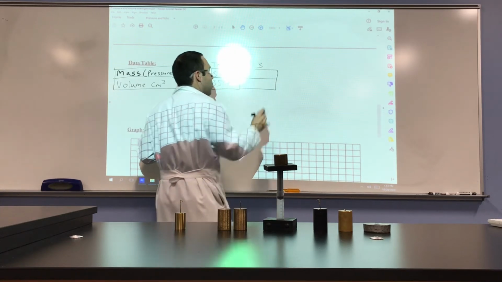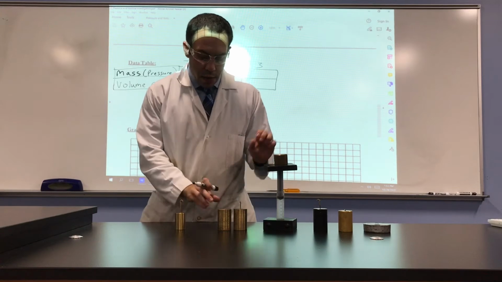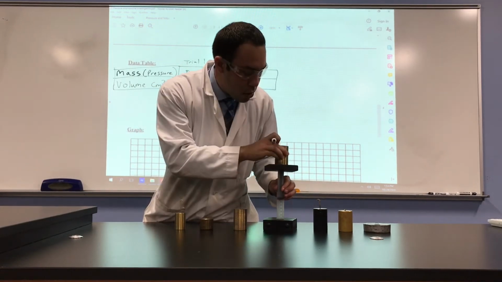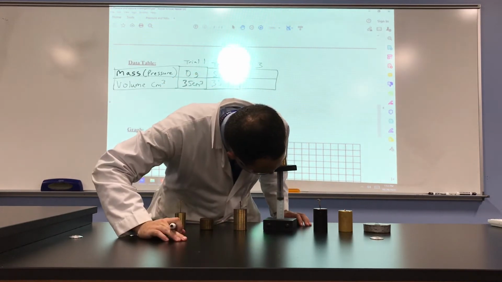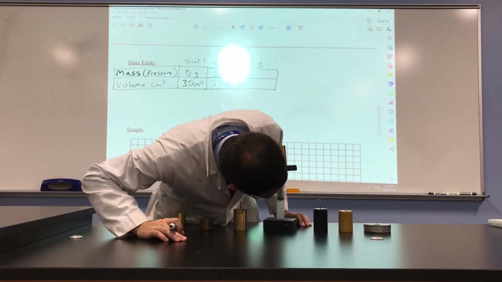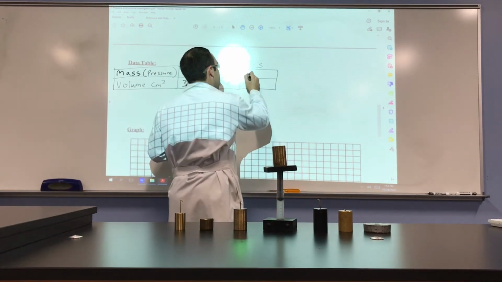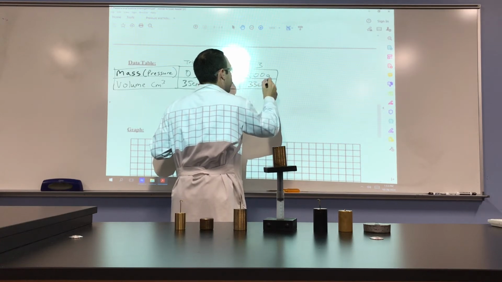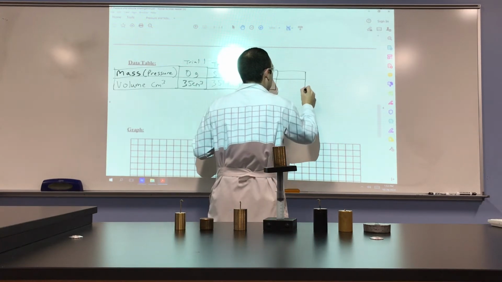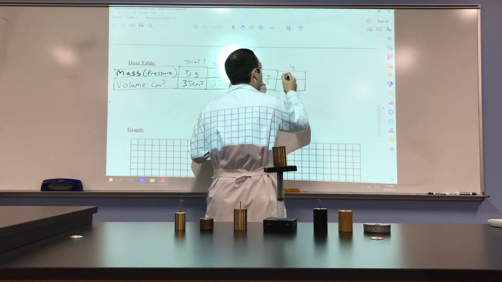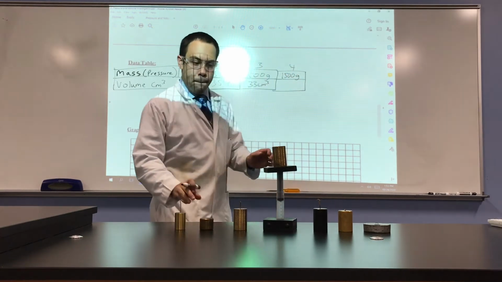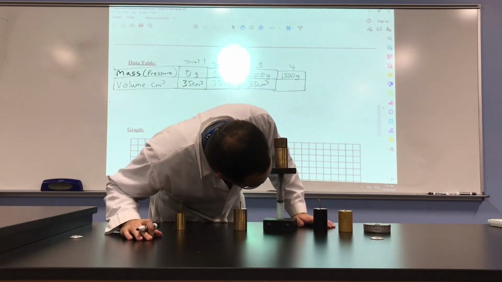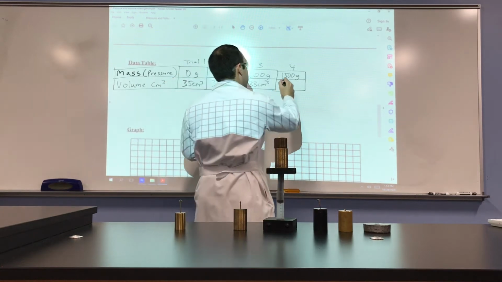Try again. Trial 3, I'll just put a 3 there. Let's add another 500, so let's do 1,000 grams this time. Make sure we reset 1,000 grams. And now we're down to 33 cubic centimeters. So 1,000 grams is 33 cubic centimeters. Trial 4. Let's add another 500, so 1,500 grams. We're at 29 cubic centimeters.